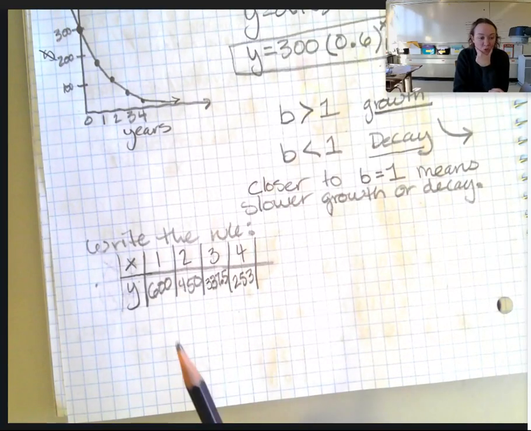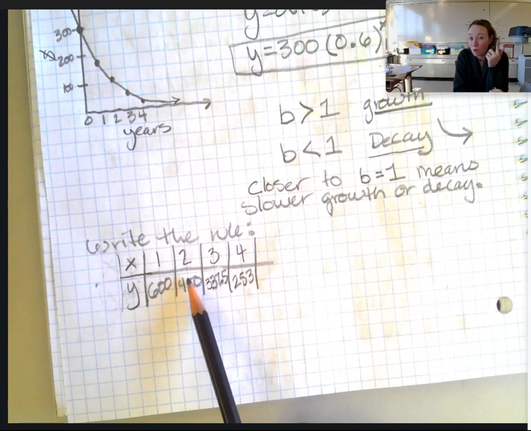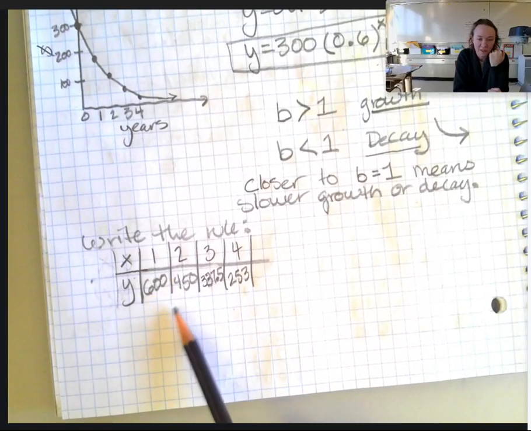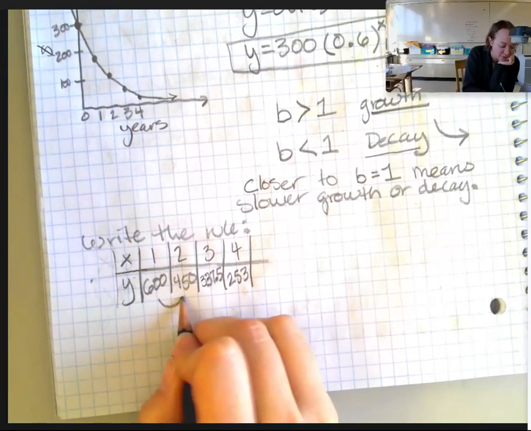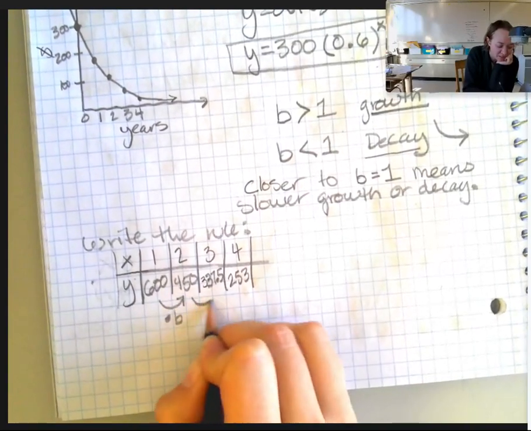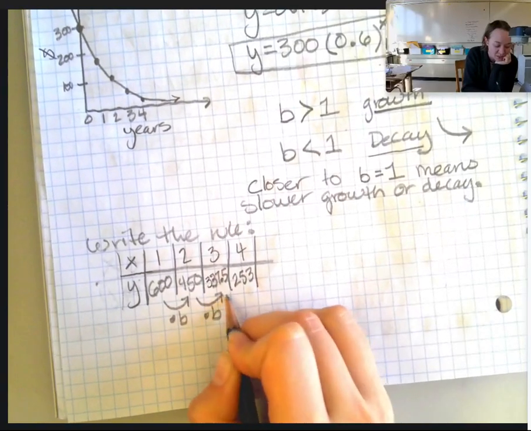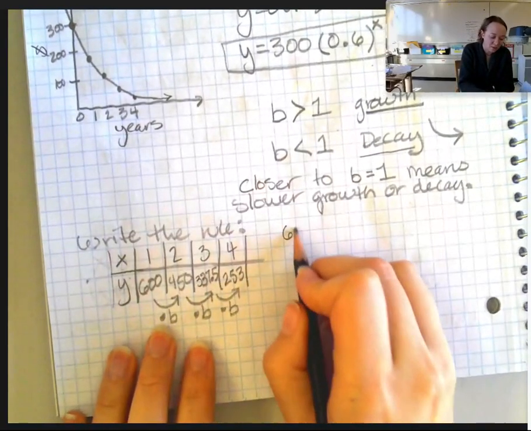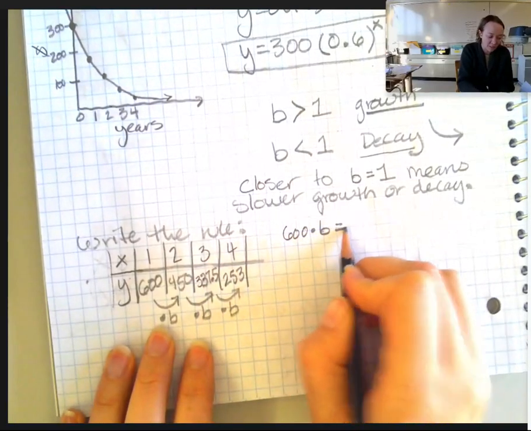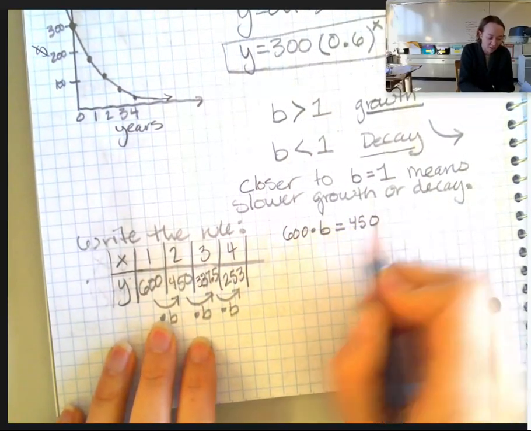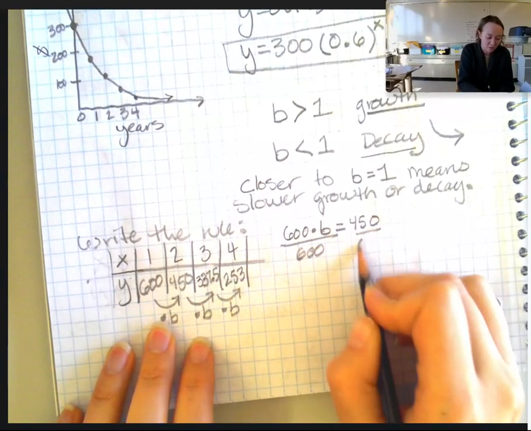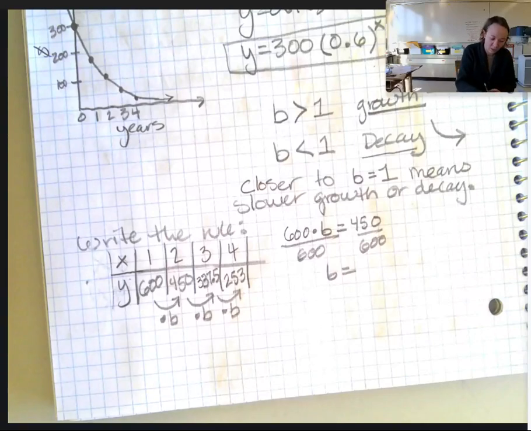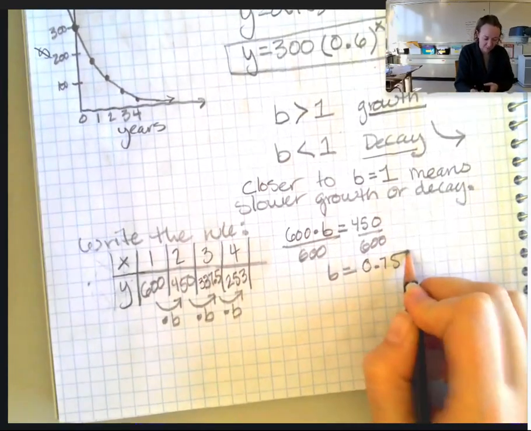Now notice, I haven't told you either the growth factor or the starting value because I started at 1, not at 0. So in order to find that growth factor, we're going to be multiplying by some B value, and it must be the same B value in order for this to be exponential. So let's check each pair. So 600 times B must equal 450. If I divide both sides by 600, that would mean that B must equal 0.75. Okay, that seems reasonable.